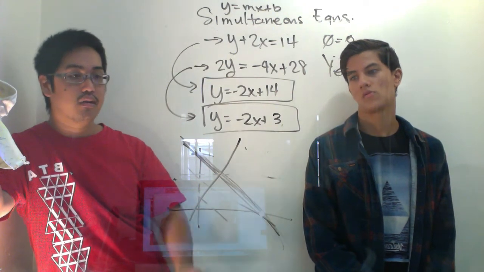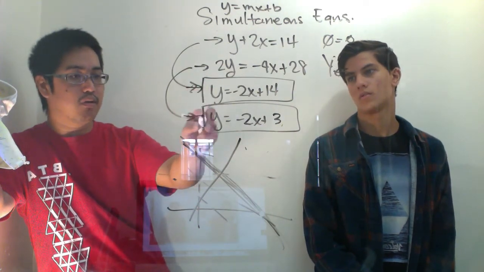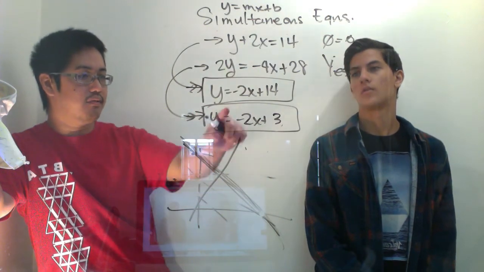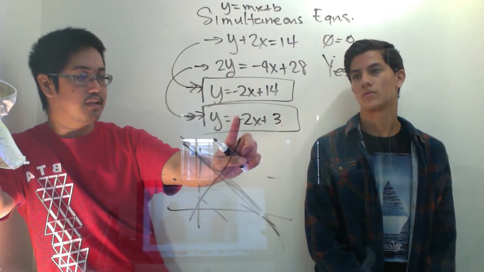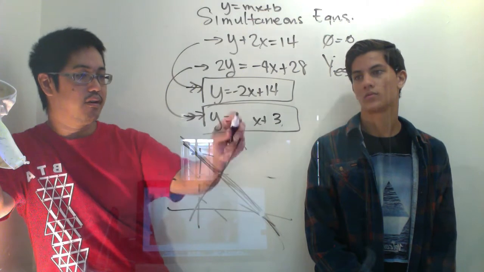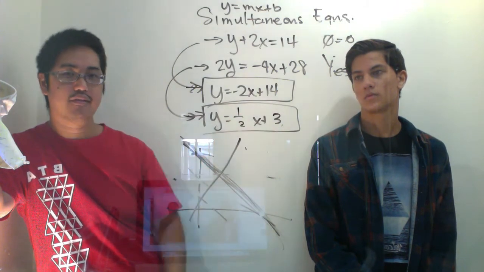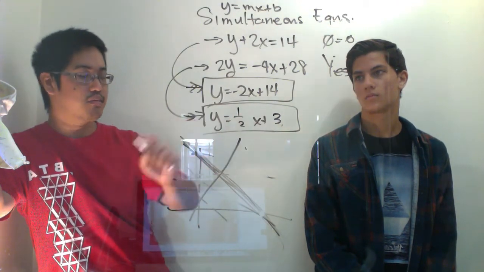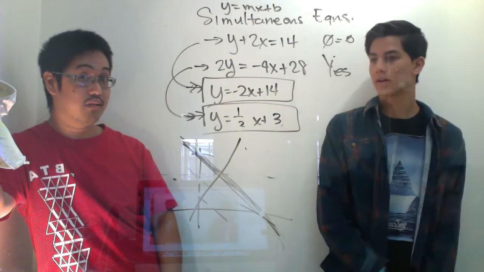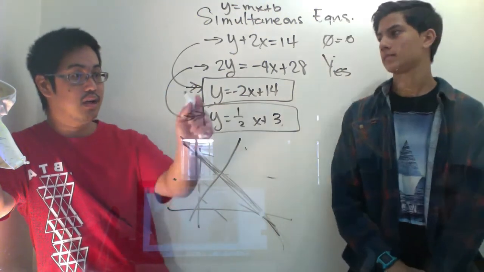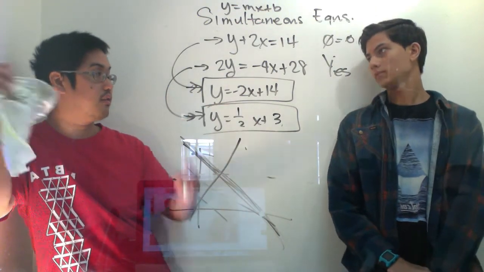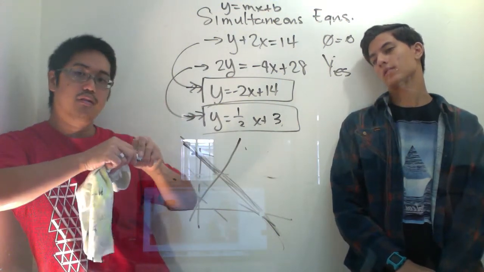I'll tell you. You find the y equals mx plus b of both of those equations, and if this has a slope of -2 and this has a slope of positive 1/2, then those slopes are negative reciprocals of each other, and therefore they cross at a perpendicular, at a right angle. Okay. Does that make sense?